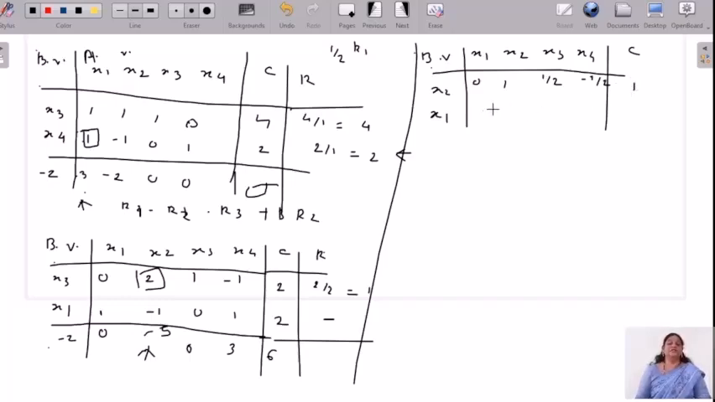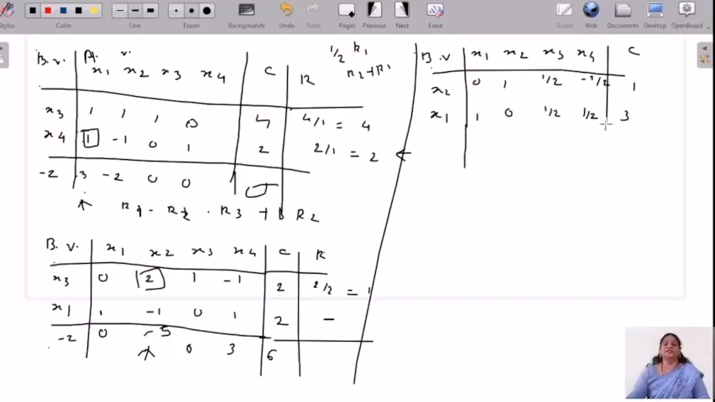Make this element a unity. Therefore our operation is R2 plus R1. Use this pivot element, then it is easy to do the procedure. 1 plus 0 is 1, minus 1 plus 1 is 0, 0 plus 1 by 2 is 1 by 2, 1 minus 1 by 2 is 1 by 2, and 2 plus 1 is 3.